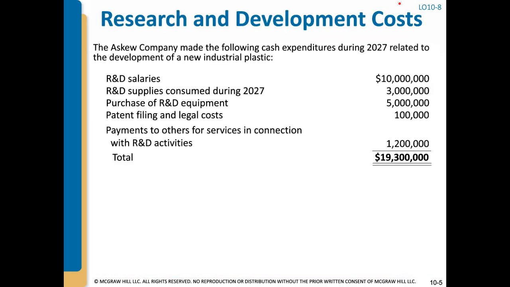So let's take an example and go through what would be considered research and development costs and what would be expensed as R&D versus maybe not expensed. Here we have a company that made the following cash expenditures during 2027 related to the development of a new industrial plastic. So we're told this is in the development phase. R&D salaries, that's going to be an R&D cost. R&D supplies consumed during 2027, that will be considered to be R&D.